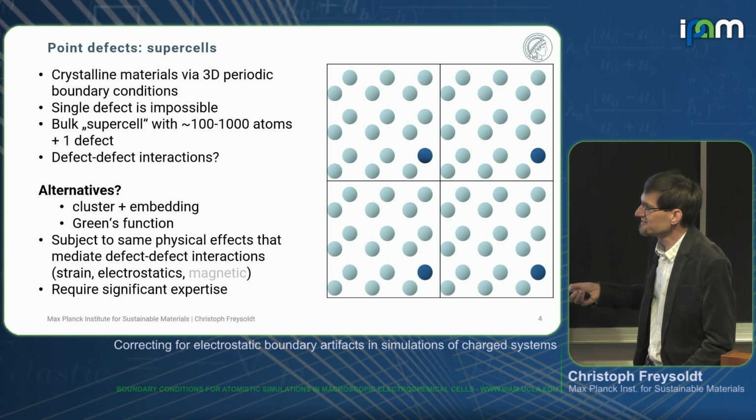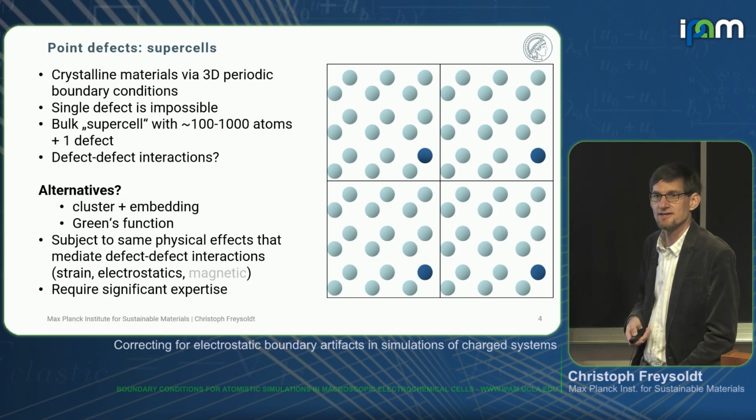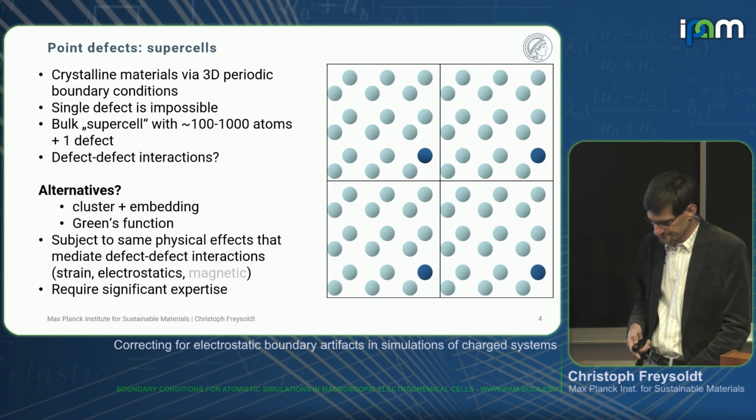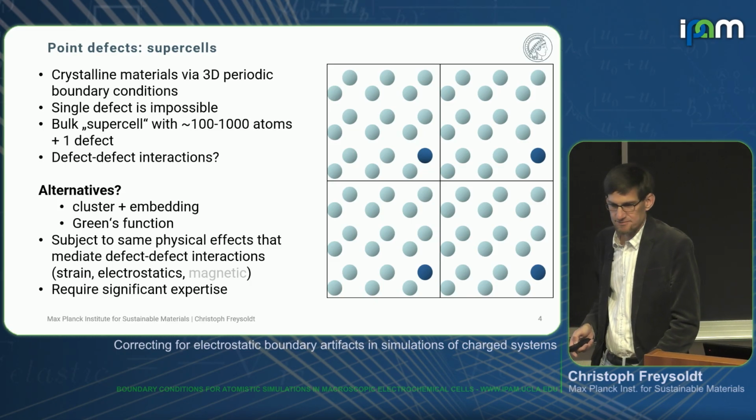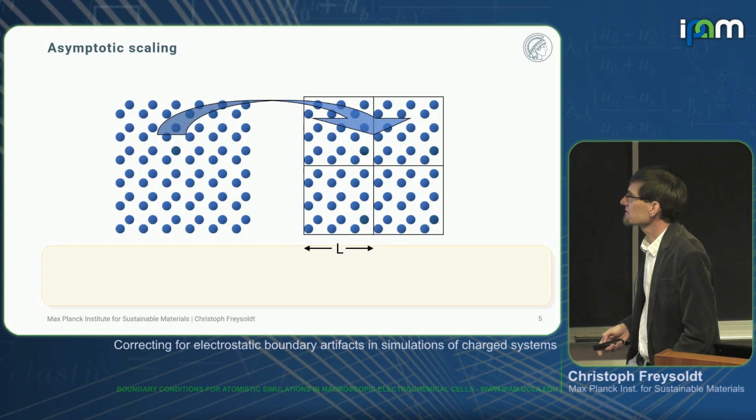The main thing is that this requires a significant amount of expertise, while here we can basically start right away and think afterwards, so to say, how we deal with the different effects systematically, one after the other. Okay. So what are these defect-defect interactions that I'm talking about?